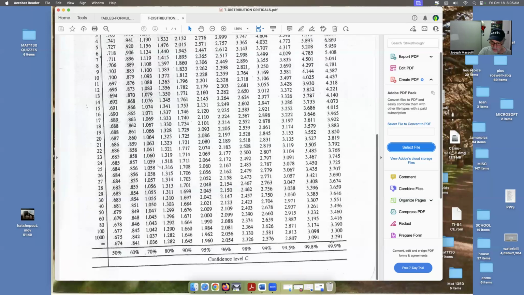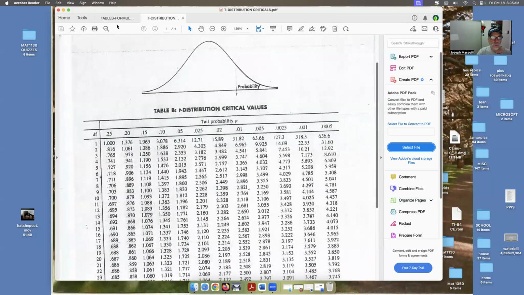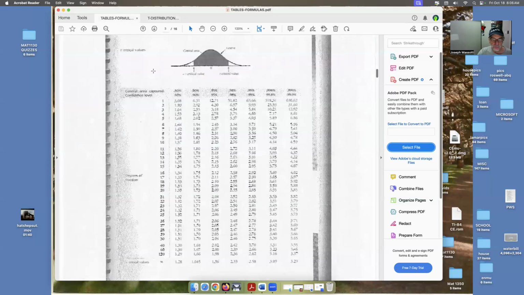But as you can see, we have several other confidence levels. And like we said, we can find whatever confidence level we want in our standard normal table, depending on what z values cut off that appropriate percentage.